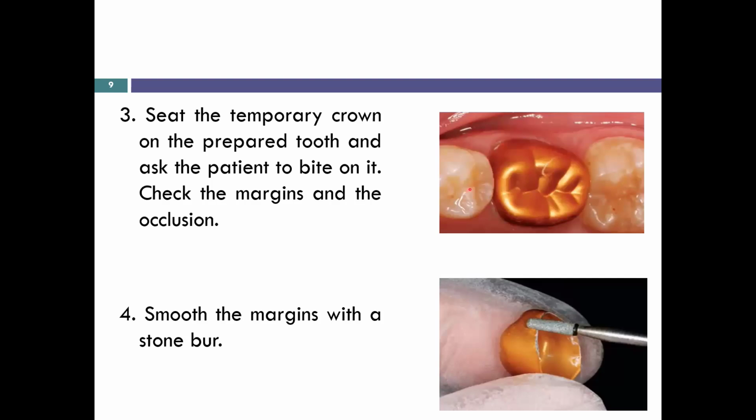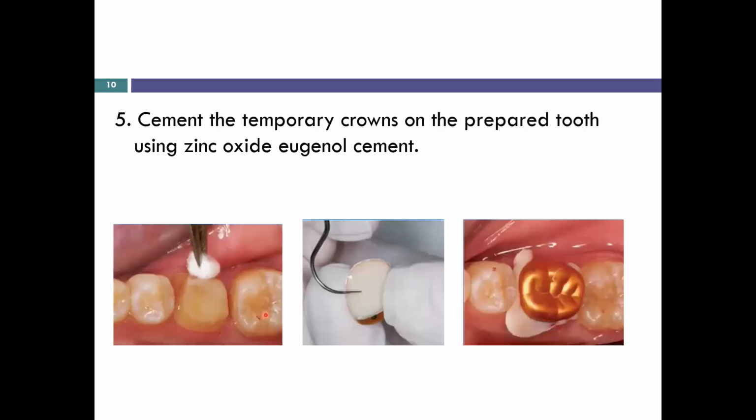If there is any hindrance, we will smooth the margin with the stone brush so that it doesn't harm the gingiva. Now cement the temporary crown on the prepared tooth using zinc oxide eugenol cement. If the crown is rocking on the tooth, we will do relining of the crown. How will we do the relining?